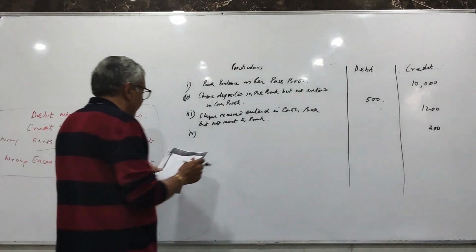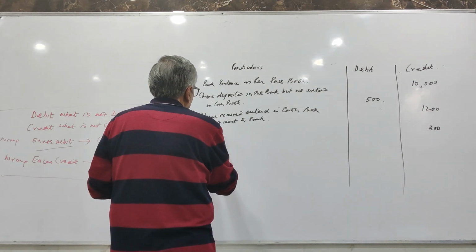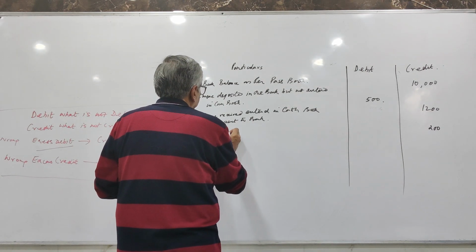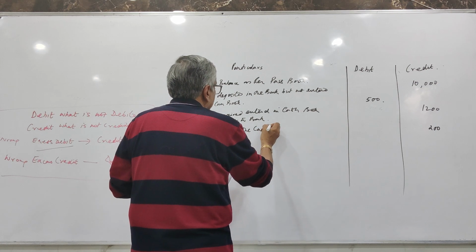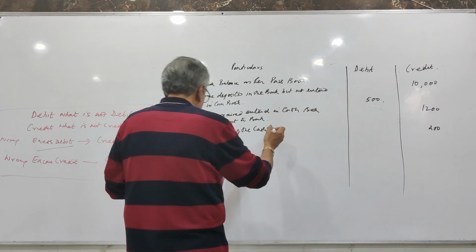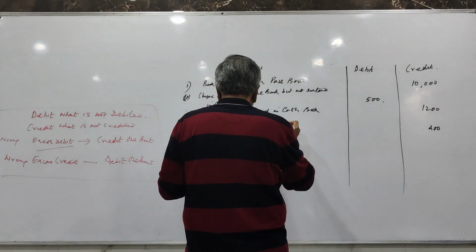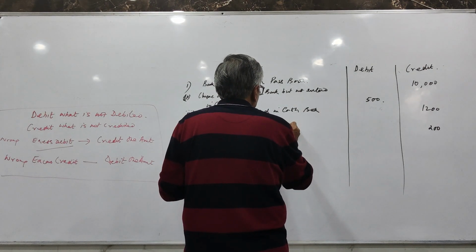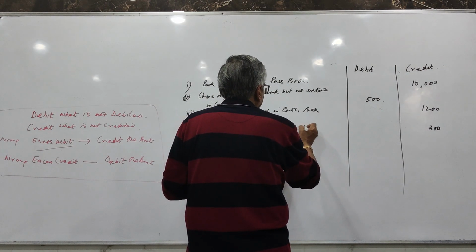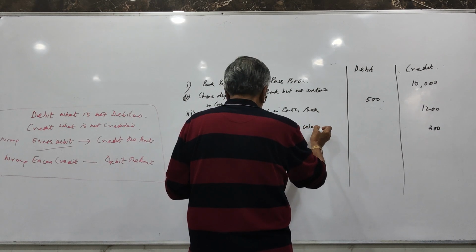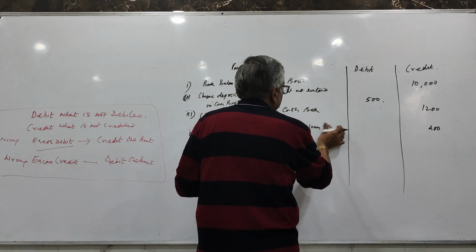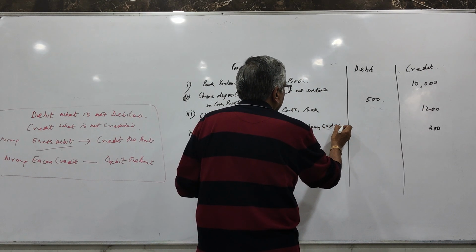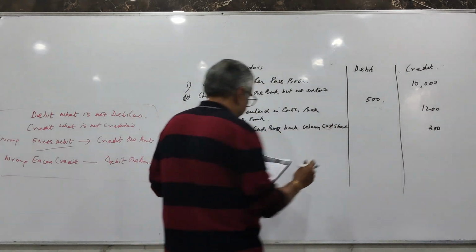So we are going to write: credit side of the cash book, bank column, cast short. Cast short means हमने टोटल करते समय उसका टोटल कम किया है, cast short.